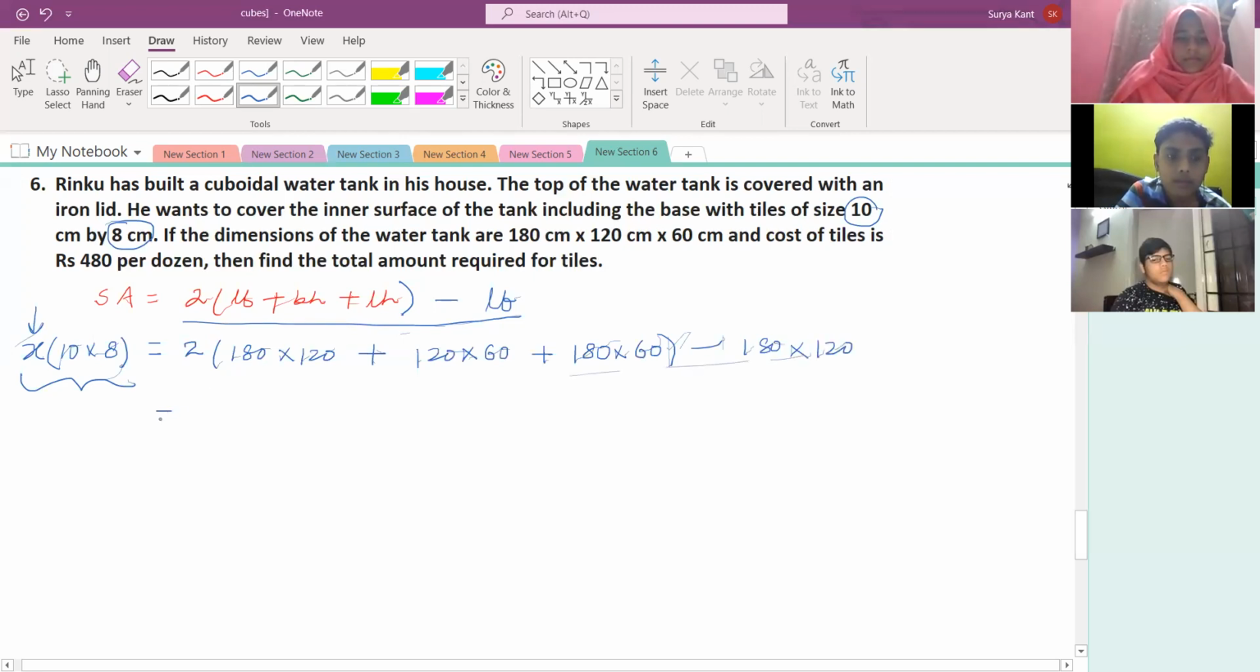If you solve, what you will get? 2 into 18 2s are 36, 3, 18 and 3, 21, 21600, okay? Plus 12 6s are 72, 7200, plus 18 6s are 108, 00 close, minus 21600, right? Is it clear?